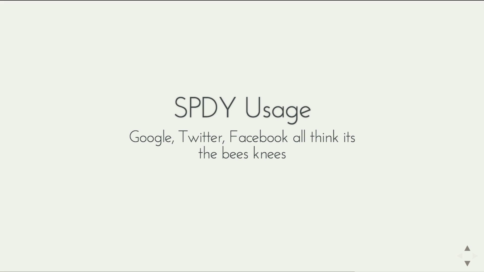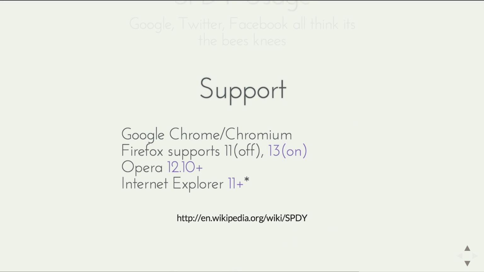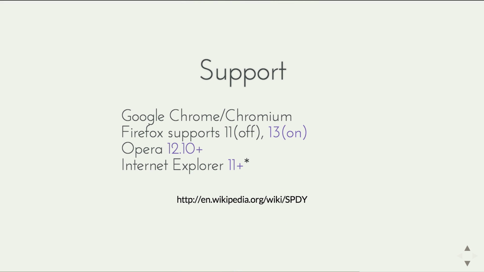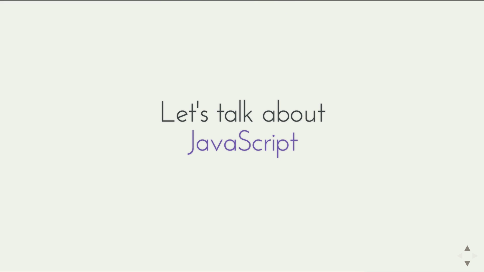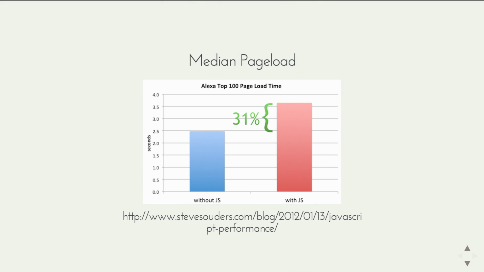SPDY usage is real. It's out there right now. The biggest names are using it right now. That's why they're so much faster than everything else. One of the reasons. Google, Twitter, Facebook, and actually more. WordPress, I heard, is using it too in some capacity or other. Obviously, browser support is a concern. But the good thing is that it degrades more or less gracefully to the regular HTTP 1.1 spec if the browser doesn't support it. And as you would expect, Internet Explorer is having a tough time keeping current with the times there. And let's talk about JavaScript.